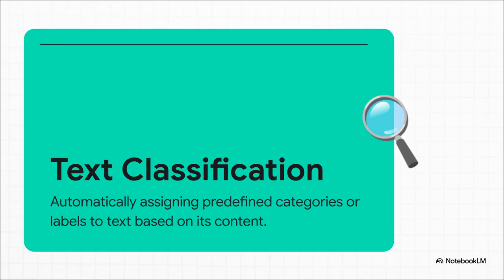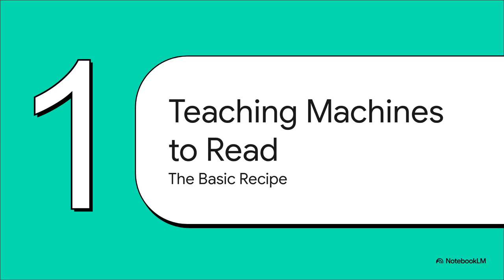At its heart, it's about training a machine to be a super fast, super accurate librarian. It's teaching it how to read, sort, and label mountains of text in the blink of an eye. Okay, so let's get into it. Before we can really compare all the different models out there, we need to understand the basic recipe. How do you actually get a machine to read in the first place?